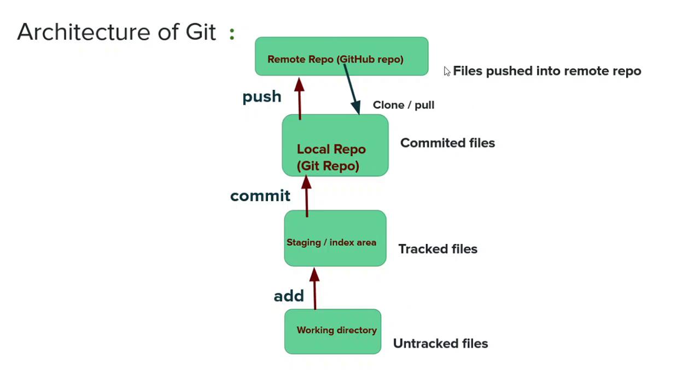So this is the high level overview of the Git workflow and different components. Let's revise one more time. The architecture of Git basically contains 4 components. The first one is the working directory.